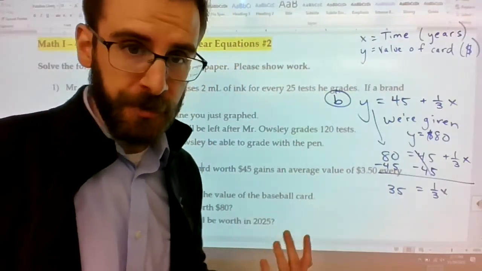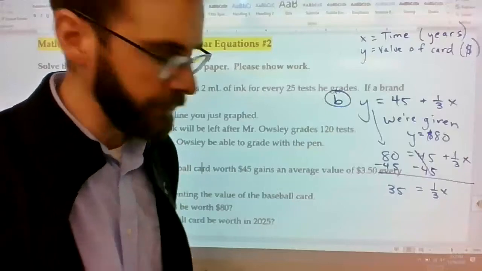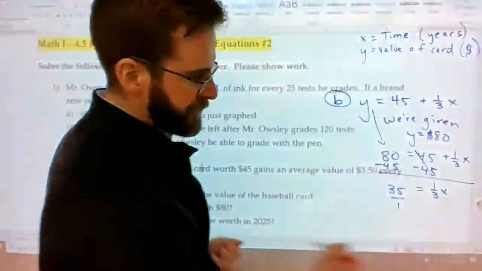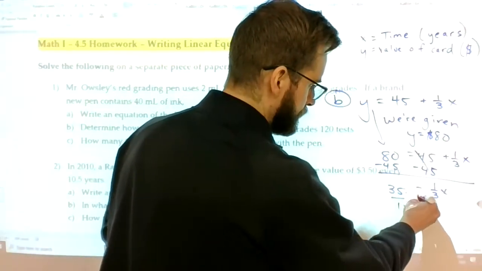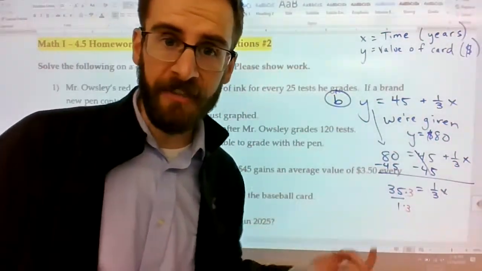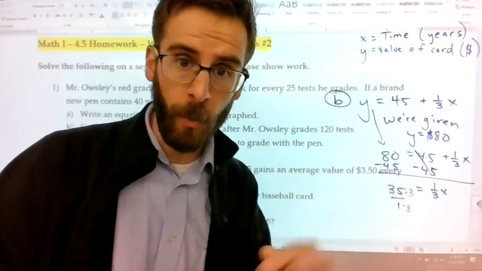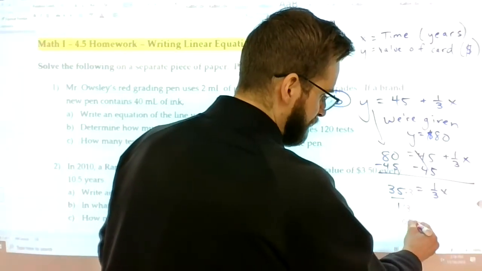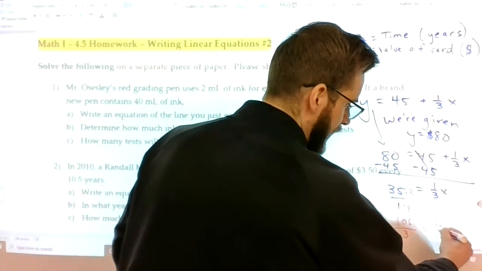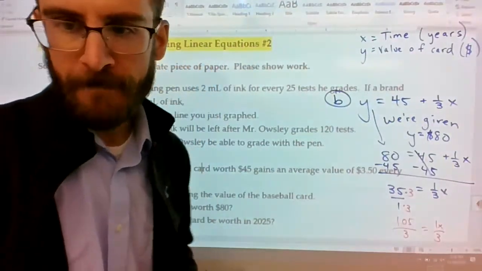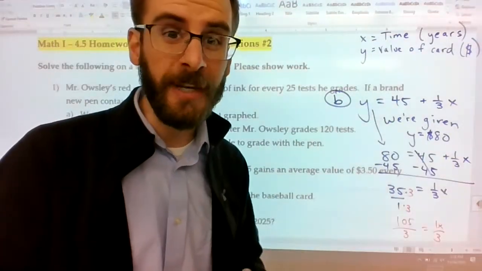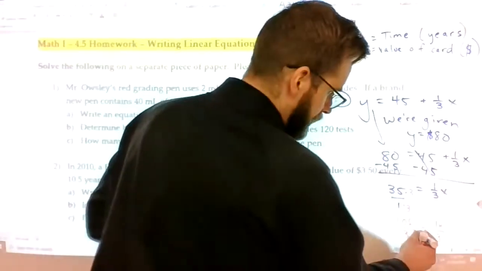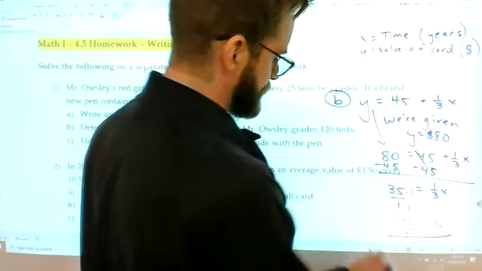How do I solve an equation with a fraction in it? Well, I can find a common denominator. If the bottom's 3, just multiply this by 3. And we just talked about the fact that 35 goes into 105 3 times. So 3 times 35 is going to be 105. So 105 over 3 equals 1x over 3. And then once you find common denominators, you can ditch the denominator. So, 105 equals x.